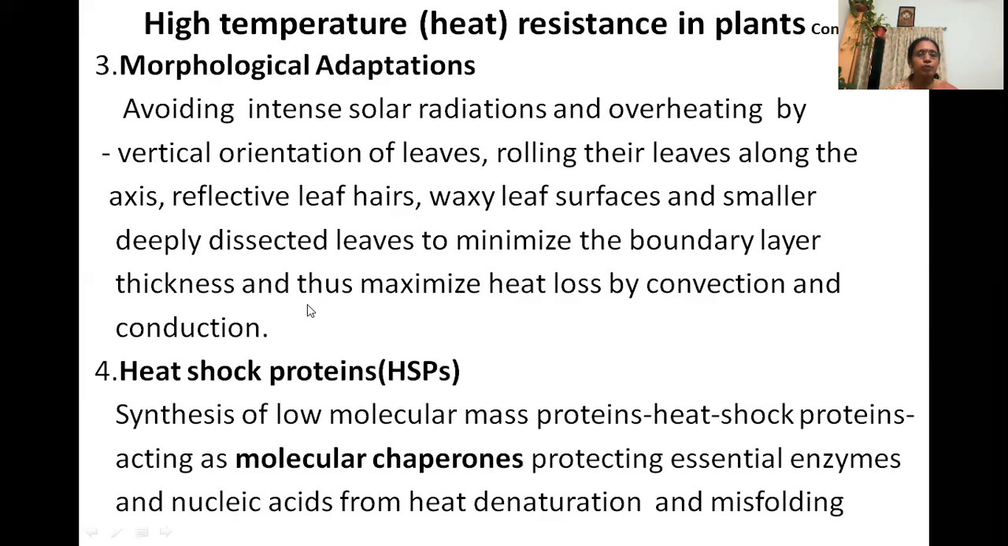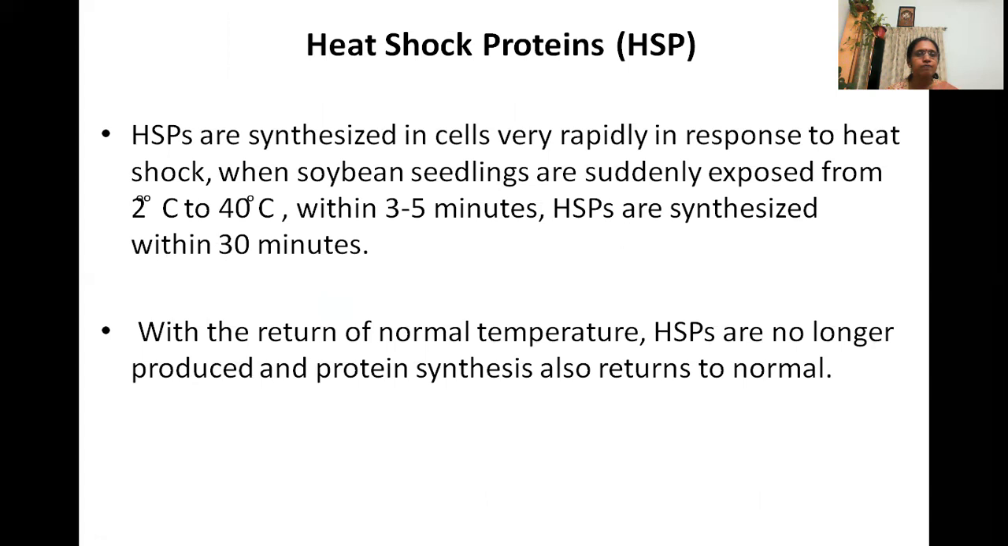And then heat shock proteins, these are very important ones. Heat shock proteins are low molecular mass proteins. Heat shock proteins are acting as molecular chaperones. These molecular chaperones protect essential enzymes and nucleic acids from heat denaturation and misfolding, and they're synthesized in cells very rapidly in response to heat shock.